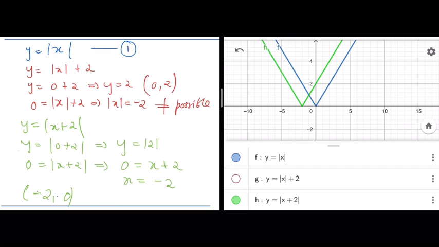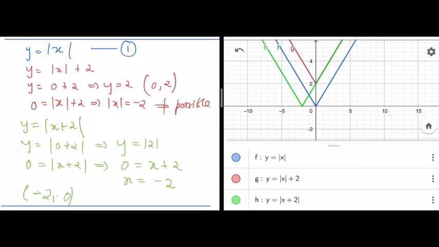Now see, if we try to compare both the graphs over here, let us keep the original graph also. Understand the difference between the second graph and the third graph. In the second graph, the graph has not changed its shape, but it is just shifted by 2 units on the top. But in the third graph, the green one, the graph is shifted by 2 units towards the left.